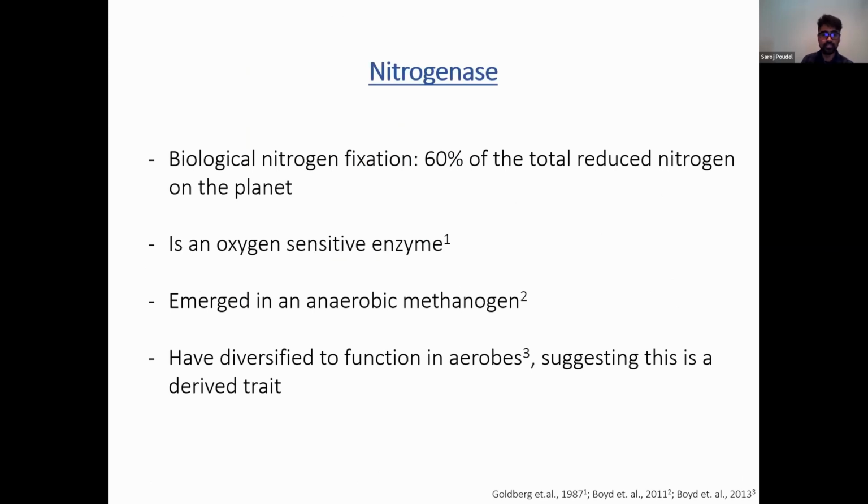So again, a bit of information on nitrogenase. There are 3 ways to fix nitrogen currently. And the only way to fix nitrogen biologically is using the nitrogenase enzyme. Right? And that contributes to roughly 60% of the total reduced nitrogen. And it's also an oxygen-sensitive enzyme, which I showed in the last 2 slides. And I guess it's not surprising that it's found in anaerobic organisms. And in this case, we believe that it's a mechanism.